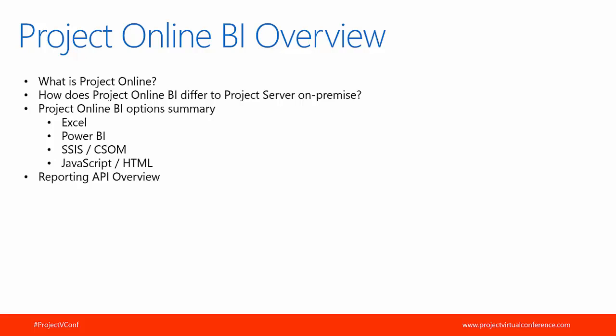So the four technologies or products that I will cover in this session are Excel, Power BI, SSIS/SQL Reporting Services, and JavaScript and HTML. I put CSOM there because the reason I've got SSIS there is that you can extract the data out of Online into a SQL database using SSIS, but you could also do the same thing with the client-side object model. Also, we'll have an overview of the actual reporting API and see what that OData API looks like in the browser.